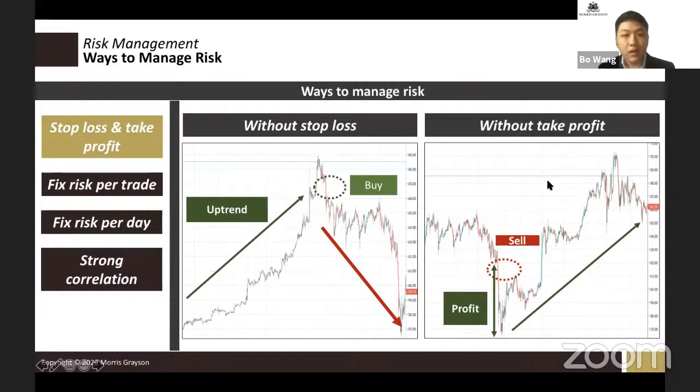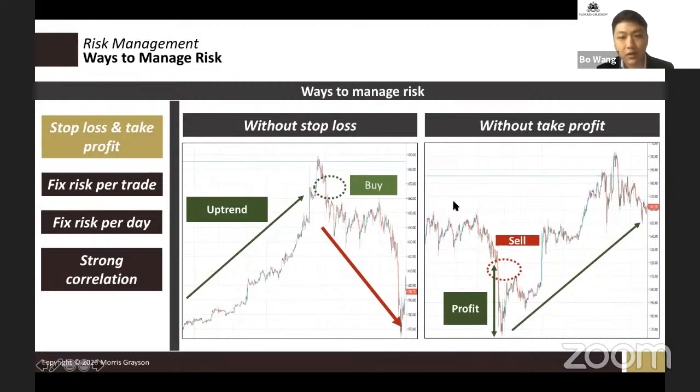So as you can see, when we trade without a stop loss, we incur the possibility of losing a lot of money in a single trade. In the first chart, we can observe a very, very strong uptrend at the start, but the trend eventually reversed. And if we decide to enter the market at the green circle area, as I draw on the slide, without a stop loss, we are open to suffer the amount of loss as shown by the red arrow.